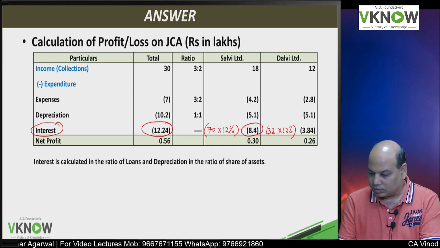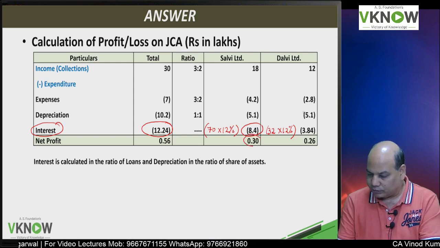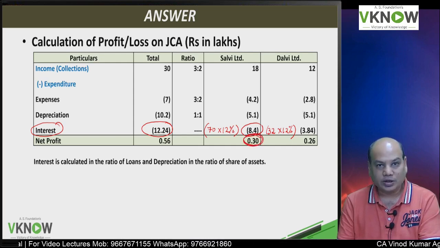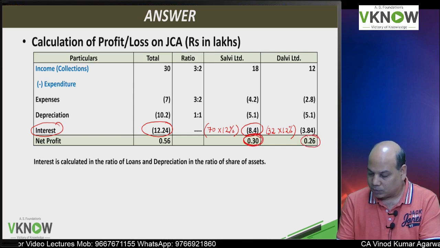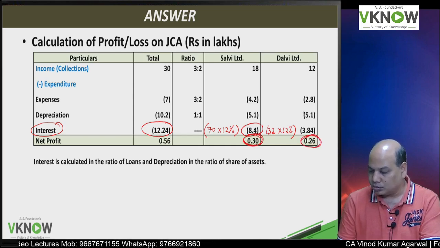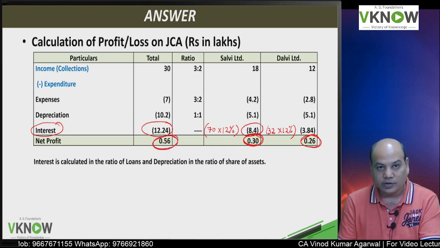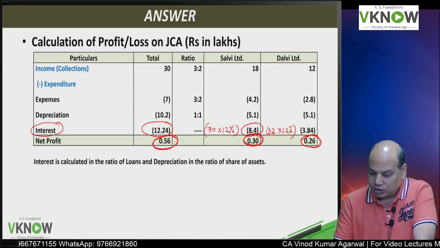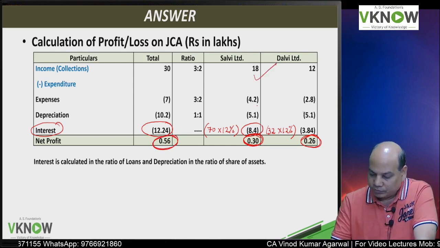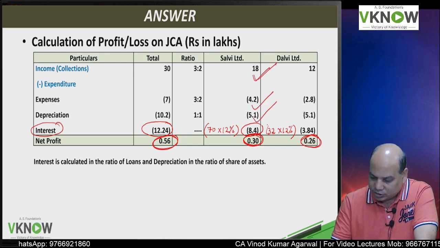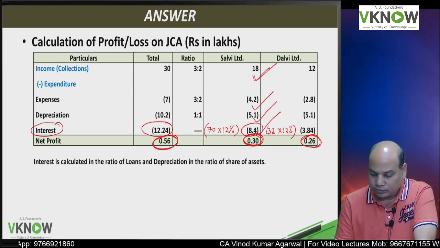So the total profit of Salvi comes to 0.30 and the total profit of Dalvi comes to 0.26. That is the net profit. Total of the joint venture is 0.56. So each party is going to record his share in revenue, expense, depreciation, interest in his book.